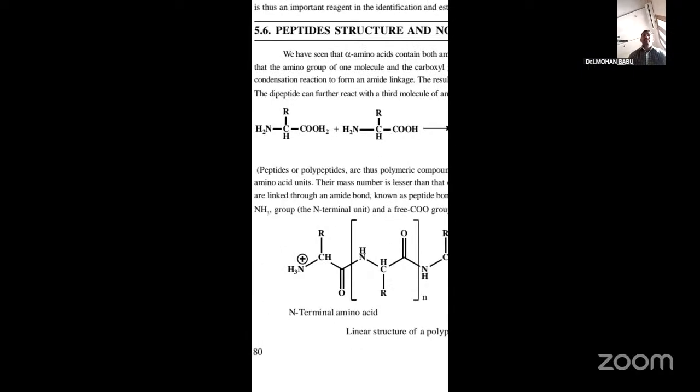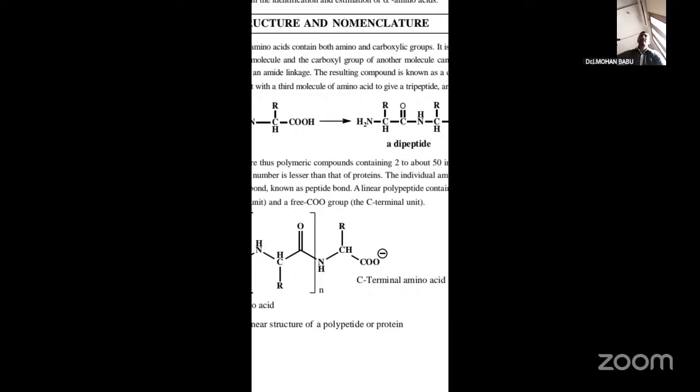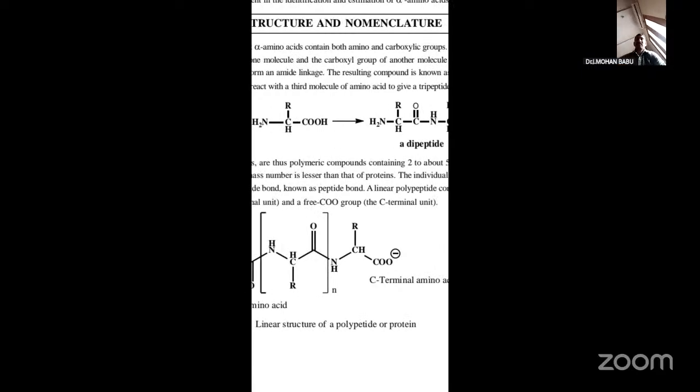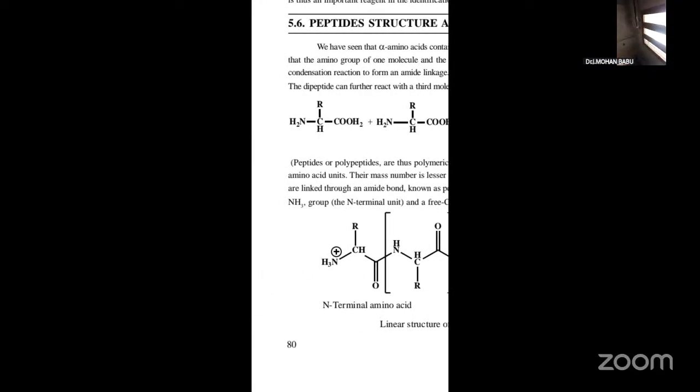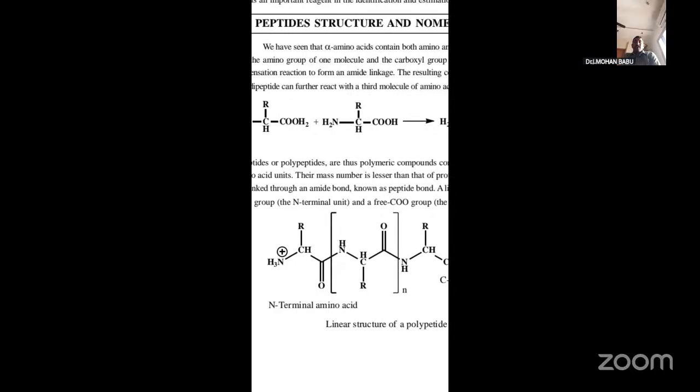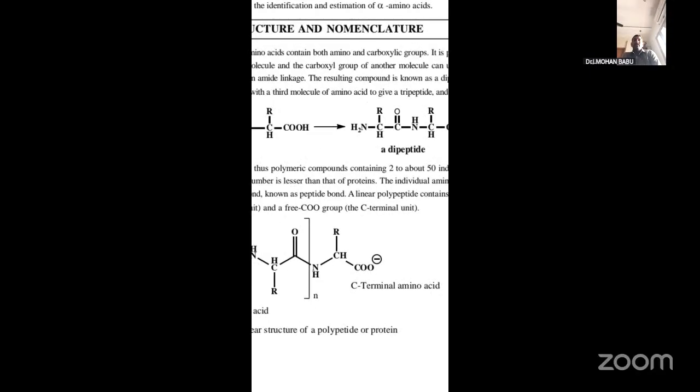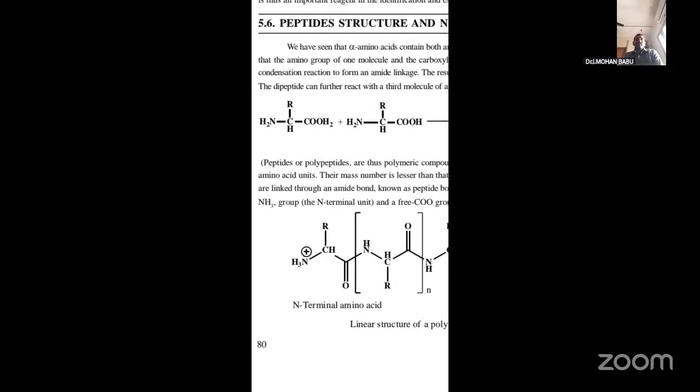When two amino acids are involved to form a peptide, we call it a dipeptide. If three amino acids are involved, we call it a tripeptide; four, a tetrapeptide, and so on. So we get the polypeptide, and generally this polypeptide is called a protein. The combination of these amino acids by removal of water gives these peptides and polypeptides.